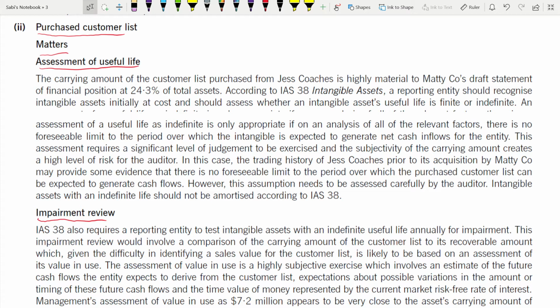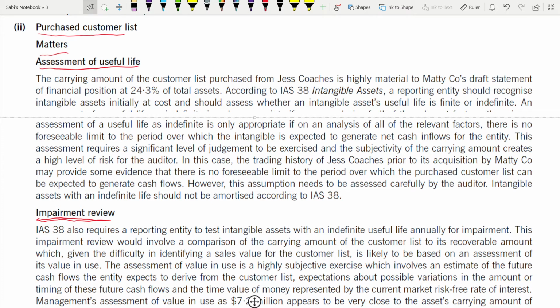That's the reason it comes under matters. If it was a definite useful life, then it might not come under matters because it's not so important. Because if it is finite, the normal way we calculate amortization. But if it's indefinite, then it's not amortized, but we have to do an annual impairment review for that. That's why the second matter is impairment review. Okay. So assessment of useful life, let us go through this.